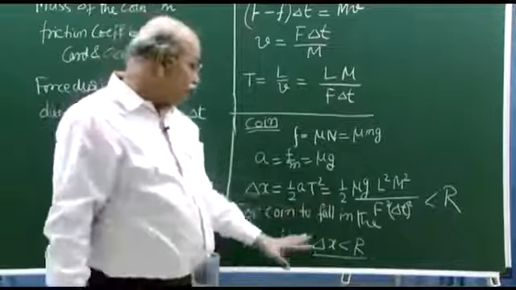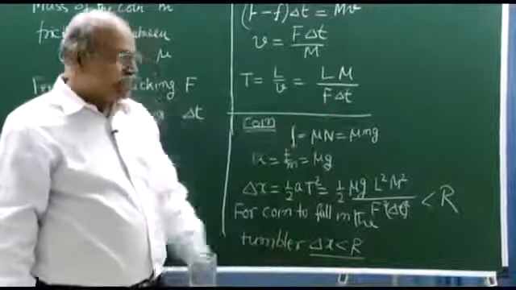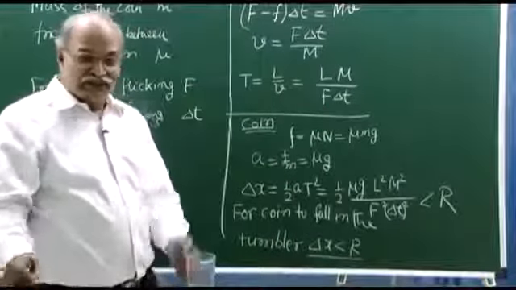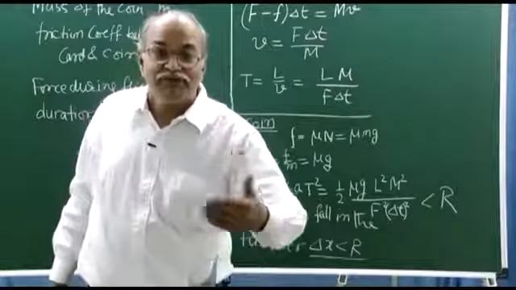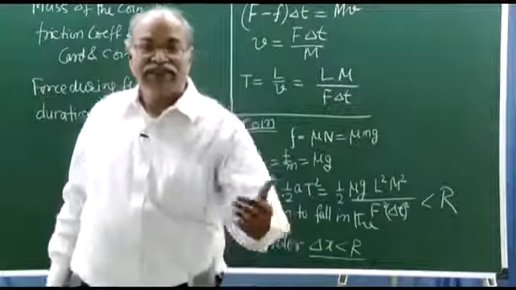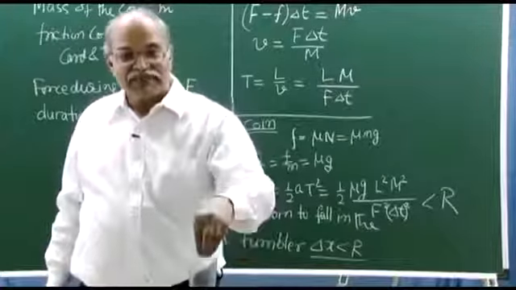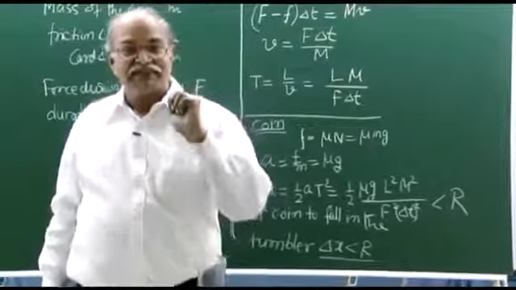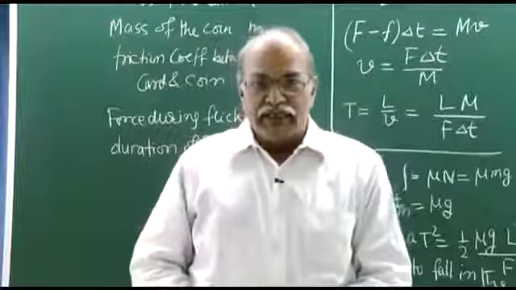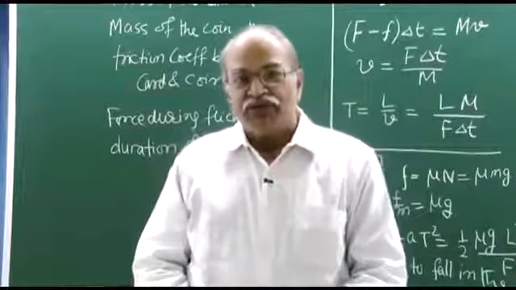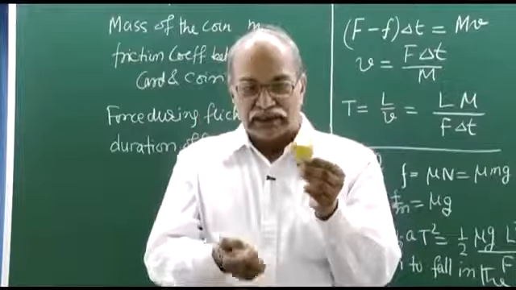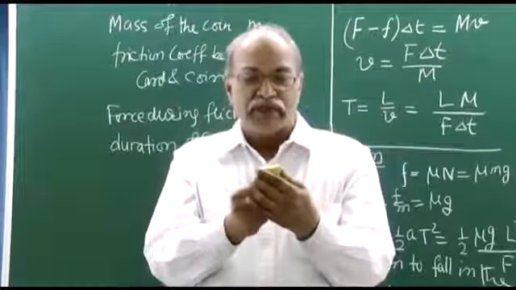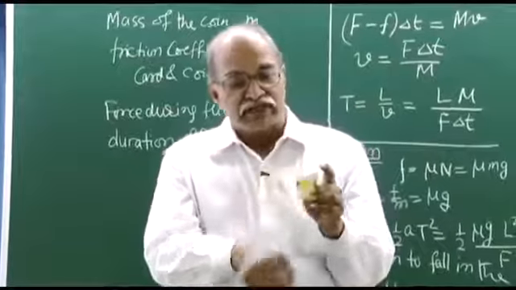So, that is how things work, and that is why you saw that in some of the cases the coin fell outside the tumbler, and in some of the cases it went inside the tumbler. Now, a similar experiment you can do with this matchbox and a coin. I will show you the experiment and you will do the explanation part.